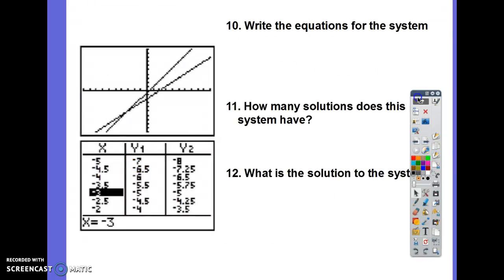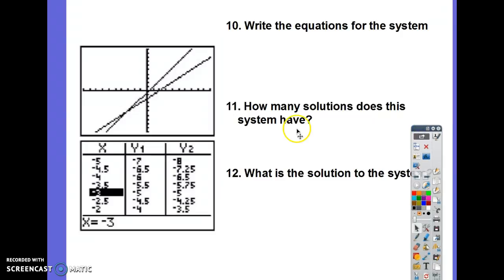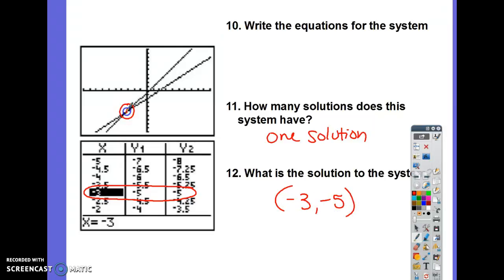Because clearly I can look at how many solutions this has. Obviously it has one solution. And I can also figure out what the solution is, which in this case is -3, -5. So this point right here is -3, -5.